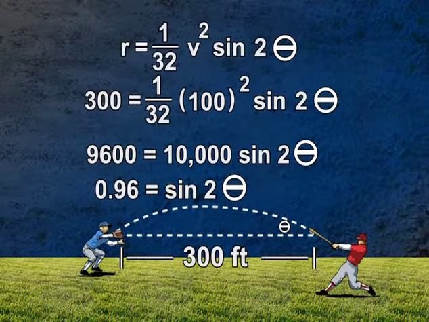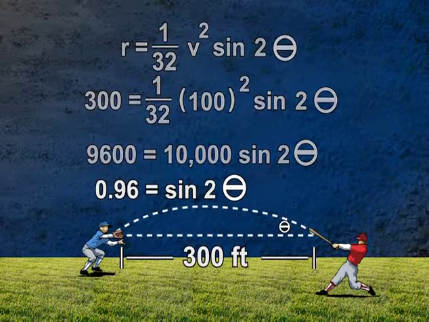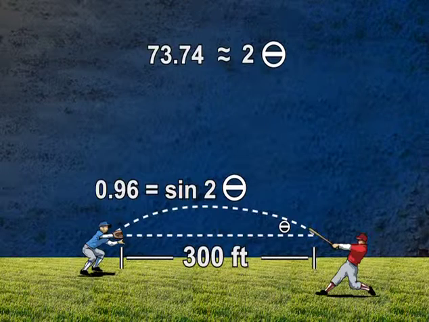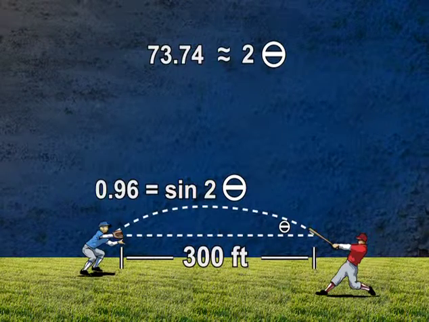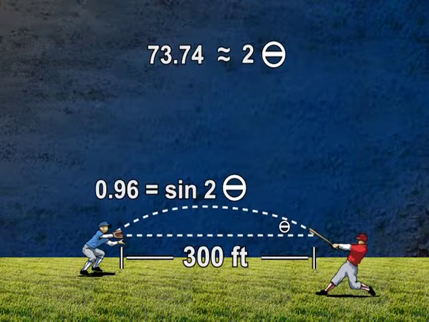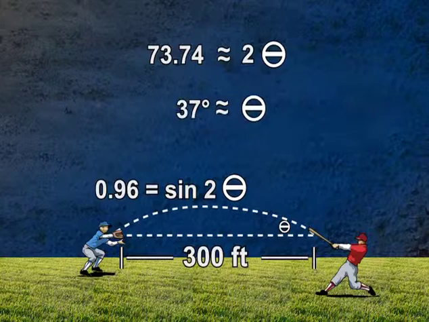Now we take the inverse sine on both sides. On the left, you see, with the calculator, we would enter 0.96 on the calculator and hit inverse sine. And what we would get, of course, is 73.74, rounded to 2 decimal places. On the right, when we take inverse sine, we're left with simply 2 theta. Well, now dividing on both sides by 2, we find theta to be approximately 37 degrees.